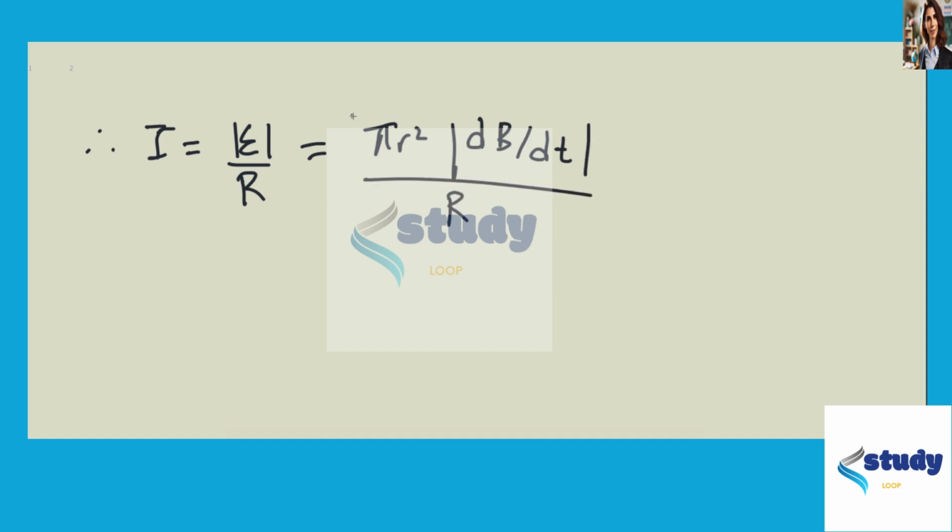And so, therefore, the current, by Ohm's law, current induced is EMF induced over resistance. And so again, implicitly, we're going to assume that we're using the magnitude of the EMF induced. So this is pi r squared times dB/dt divided by R, which is the resistance. Well, I guess we don't need to do that, but that's what we have to solve.